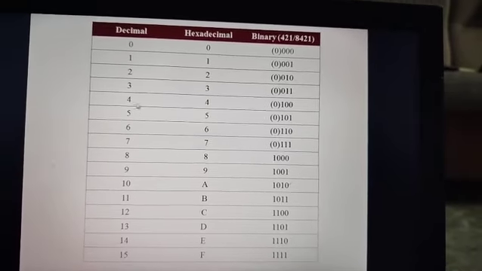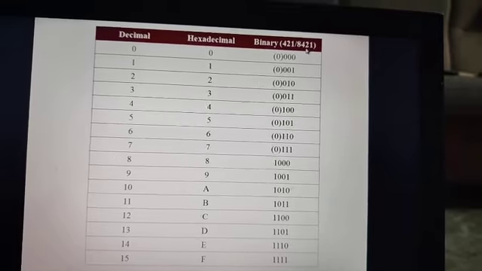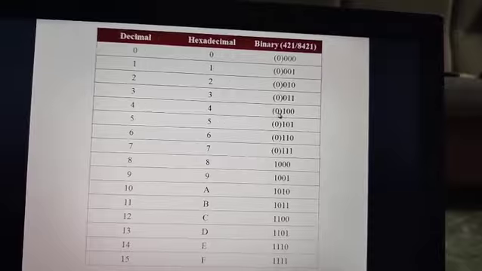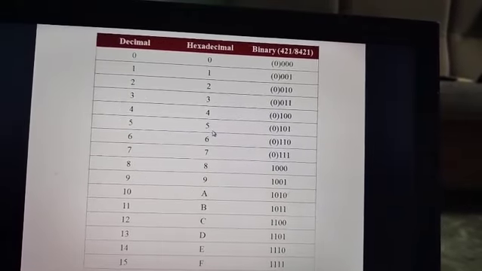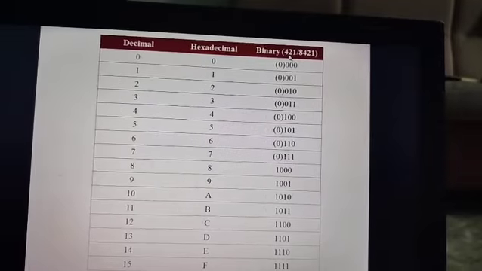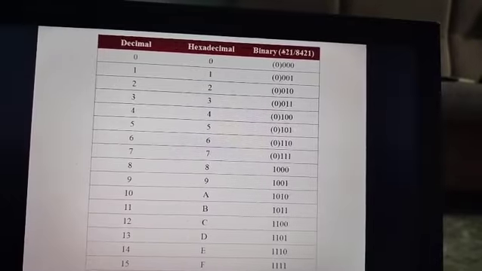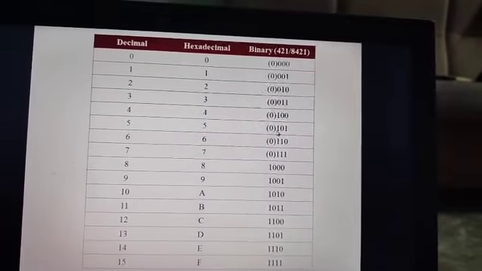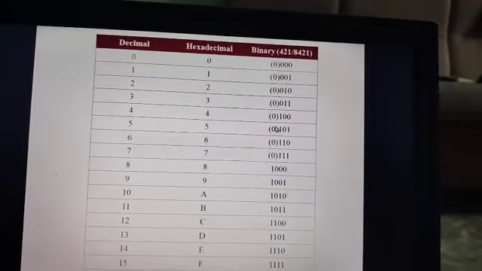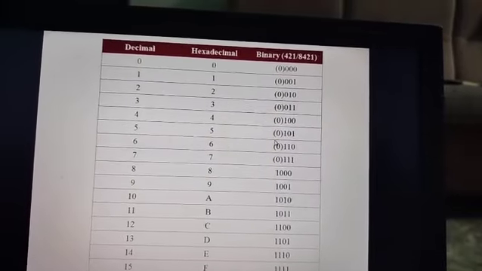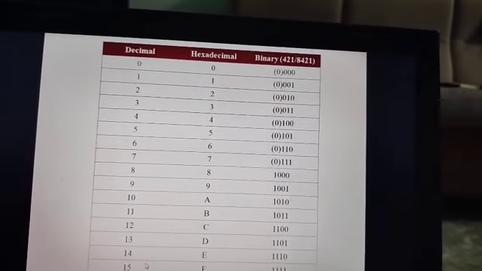And for 4, I directly have the value 4 here. So I can put 1 in that place and the remaining places with 0. And for 5, I didn't have the number 5 directly here. So 4 plus 1 will be taken as 5. So in this place, I have to put 1 and 1, and the remaining places will be filled with 0. That's what we have done for the entire 0 to 15 values.